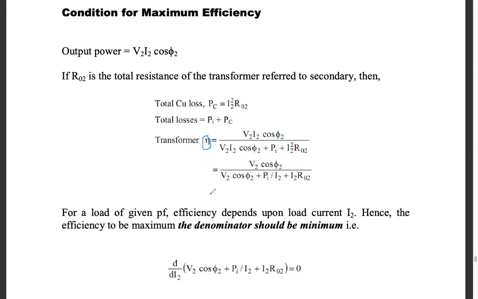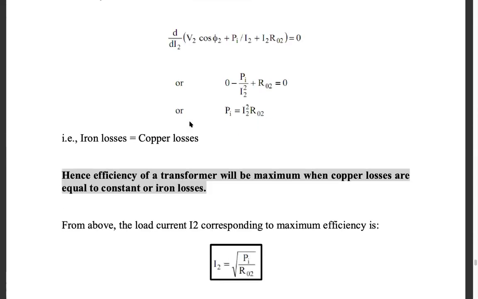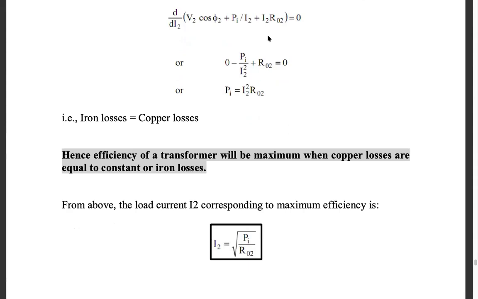As we all know, to maximize anything, we differentiate it and set it to zero. Here, if I want to maximize this efficiency term, it means I have to minimize the denominator. To minimize the denominator, I differentiate it with respect to current and equate it to zero. When you differentiate, you will find the condition that iron losses should be equal to I2 square R2. This will be the result of your differentiation. So what is the condition you get from the differentiation? For maximum efficiency of the transformer, iron losses should always be equal to the copper losses.